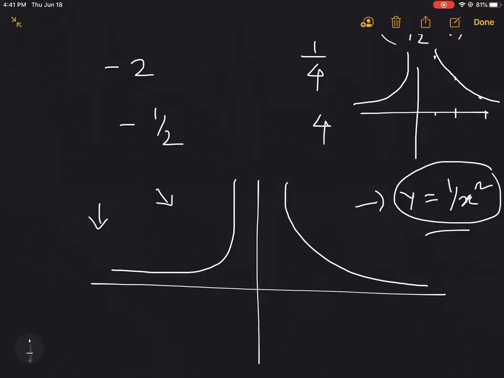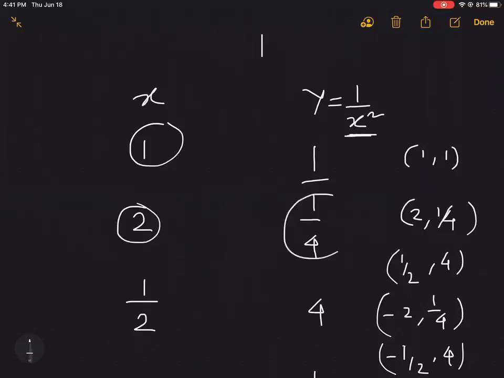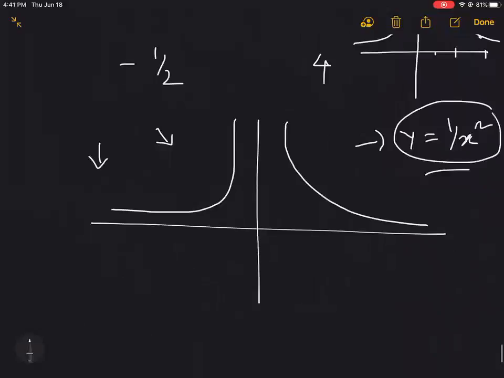Okay, so your y is 1/x², right? So just plug in 1 here. 1/1² is 1, right? Plug in 2 here. 1/2² is 1/4, right? Does that make sense? Yeah, cool. Okay, so now, as you know, the graph of y equals 1/x².